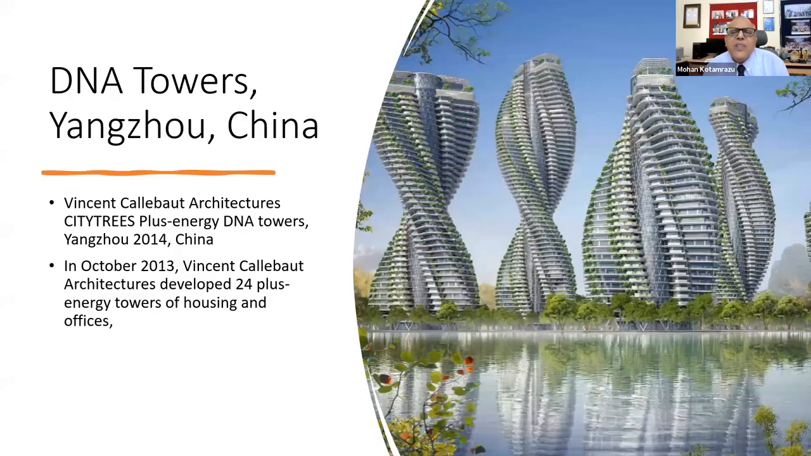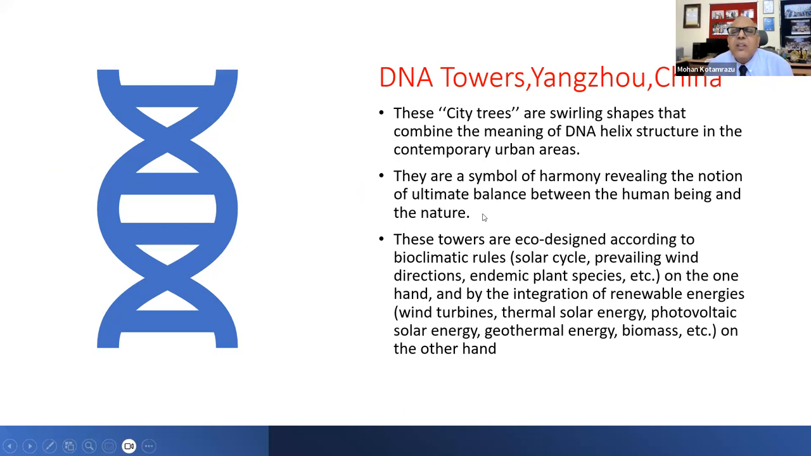Then you have, in China, the DNA towers. These are by French architects, and he developed around 24 different towers. These again have a lot of features like solar panels and a lot of other things. So this is in China. The city trees get their basic shape from the DNA helix structure, and they are eco-designed according to bioclimatic rules.